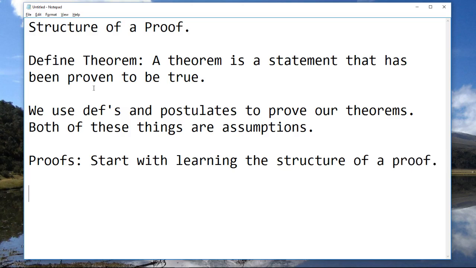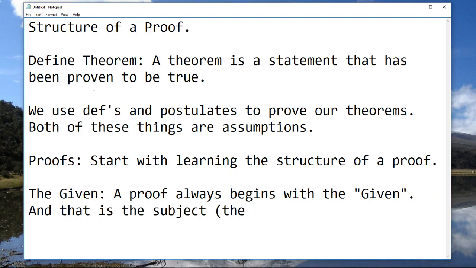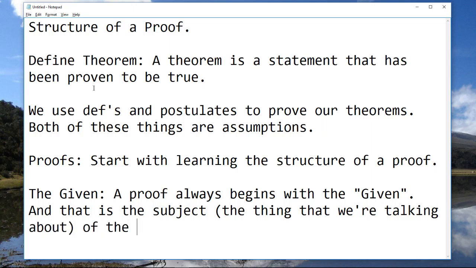Okay, so first we have what is called the given. A proof always begins with the given, and that is the subject of the proof. So this is the thing that we're talking about in the proof. The given is our subject of our proof, and it's what we start out with.